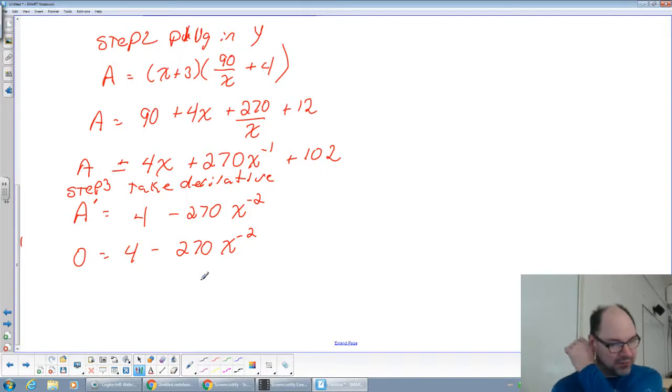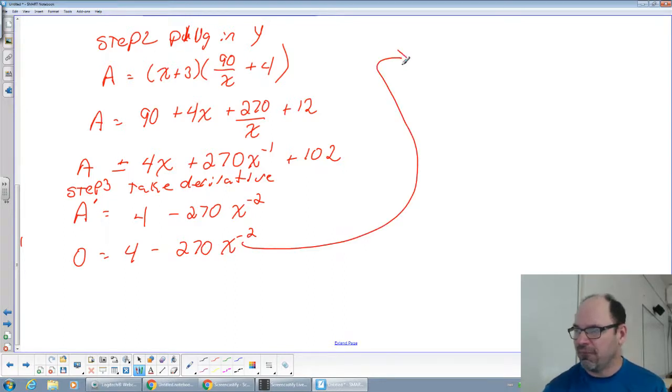Okay, now this is where people get all messed up and can't solve it. So in order to help us solve this, what we're going to do is put the x squared back on the bottom. And we're going to move the 4 over. So I'm going to move the 4 over to make negative 4. And I'm going to write this as negative 270 over x squared.